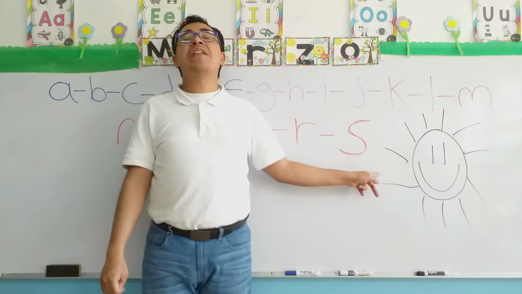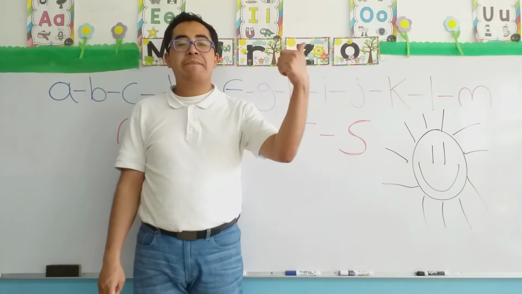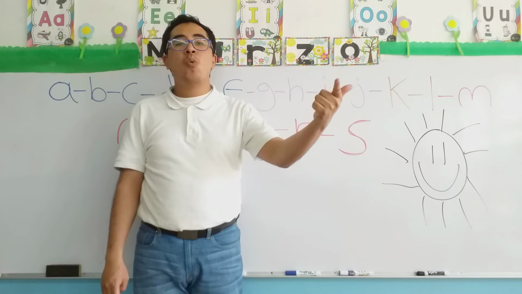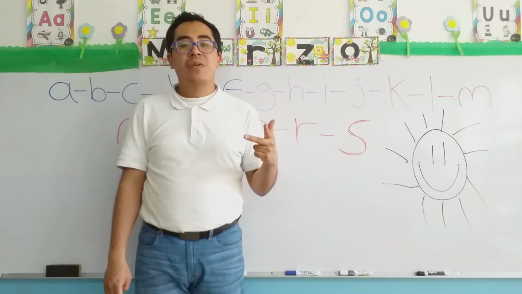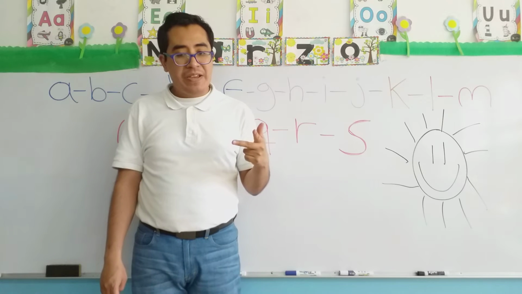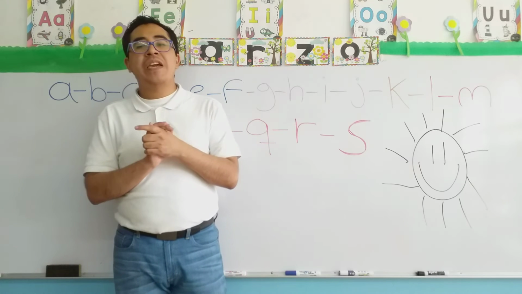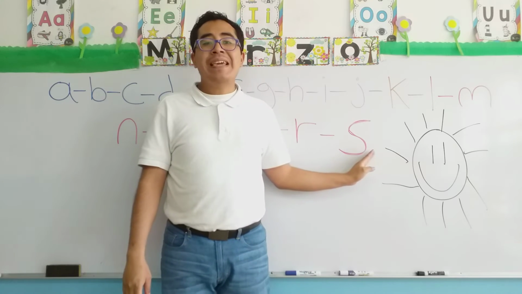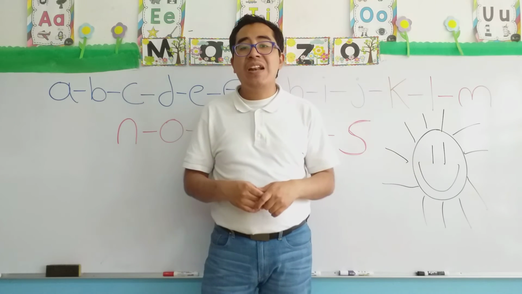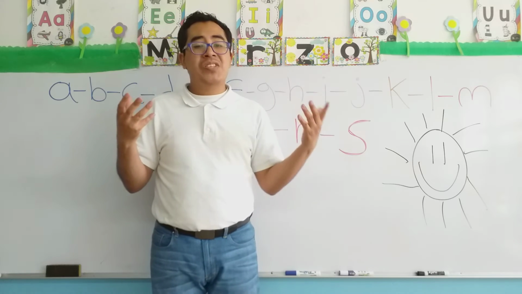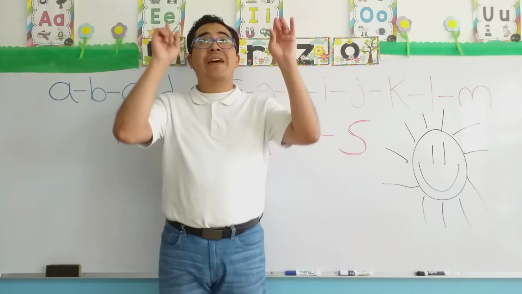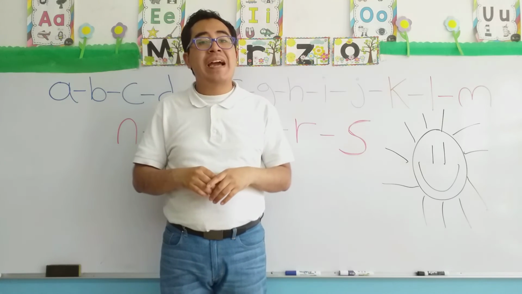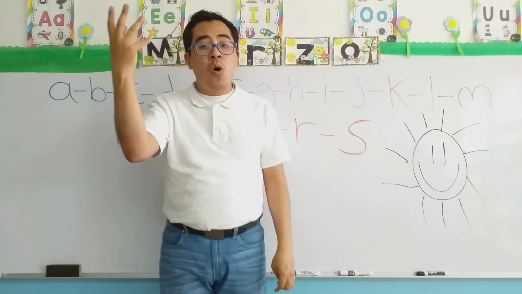And finally, with the letter S, we have Sebastián, we have Saúl, we have Sergio. Okay? Very good. And the object of today, another object that uses small s, is the sun. Now remember, the sun is an object that appears up there in the sky in the mornings.